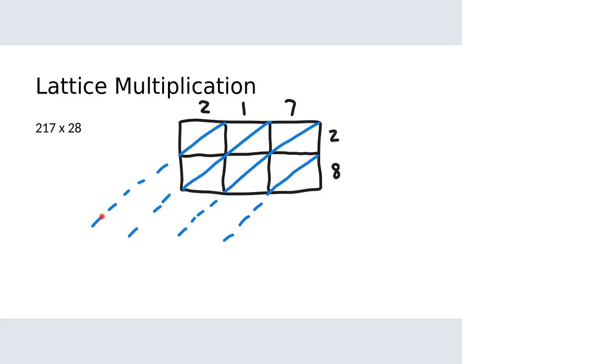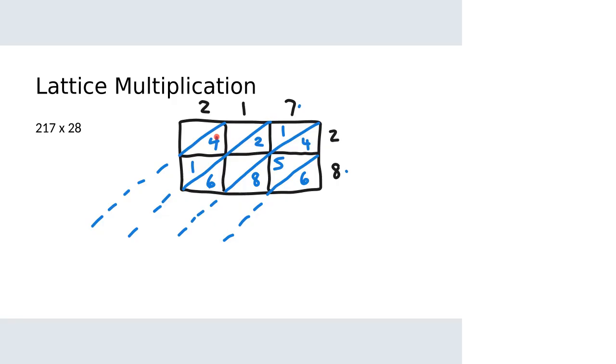So I'll start out with 8 times 7, that's 56. 8 times 1 is 8, so that's just an 8 in the lower box. 8 times 2 is 16, so I'll put that in there as 16. Then we'll do the same thing across the top. 2 times 7 is 14. 2 times 1 is just a 2, and 2 times 2 is 4.